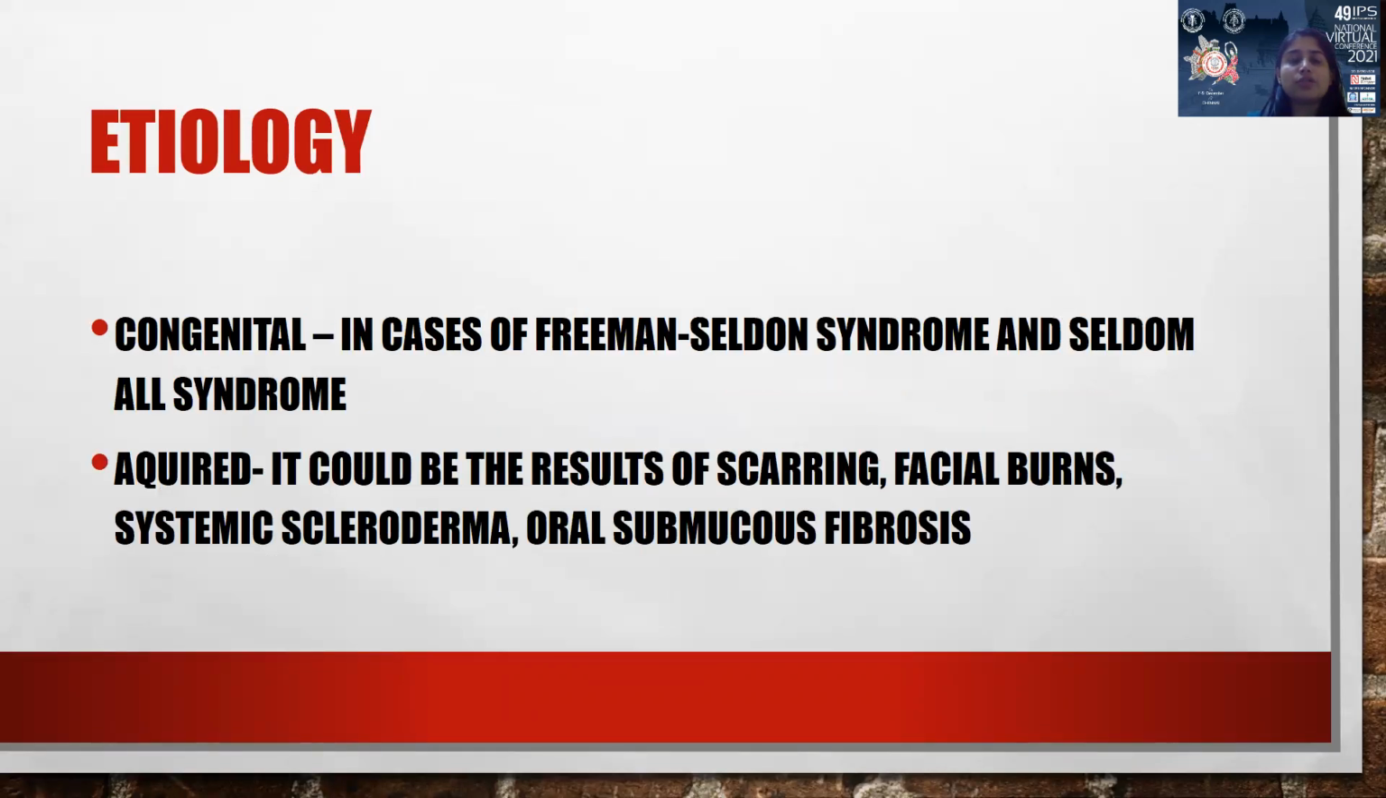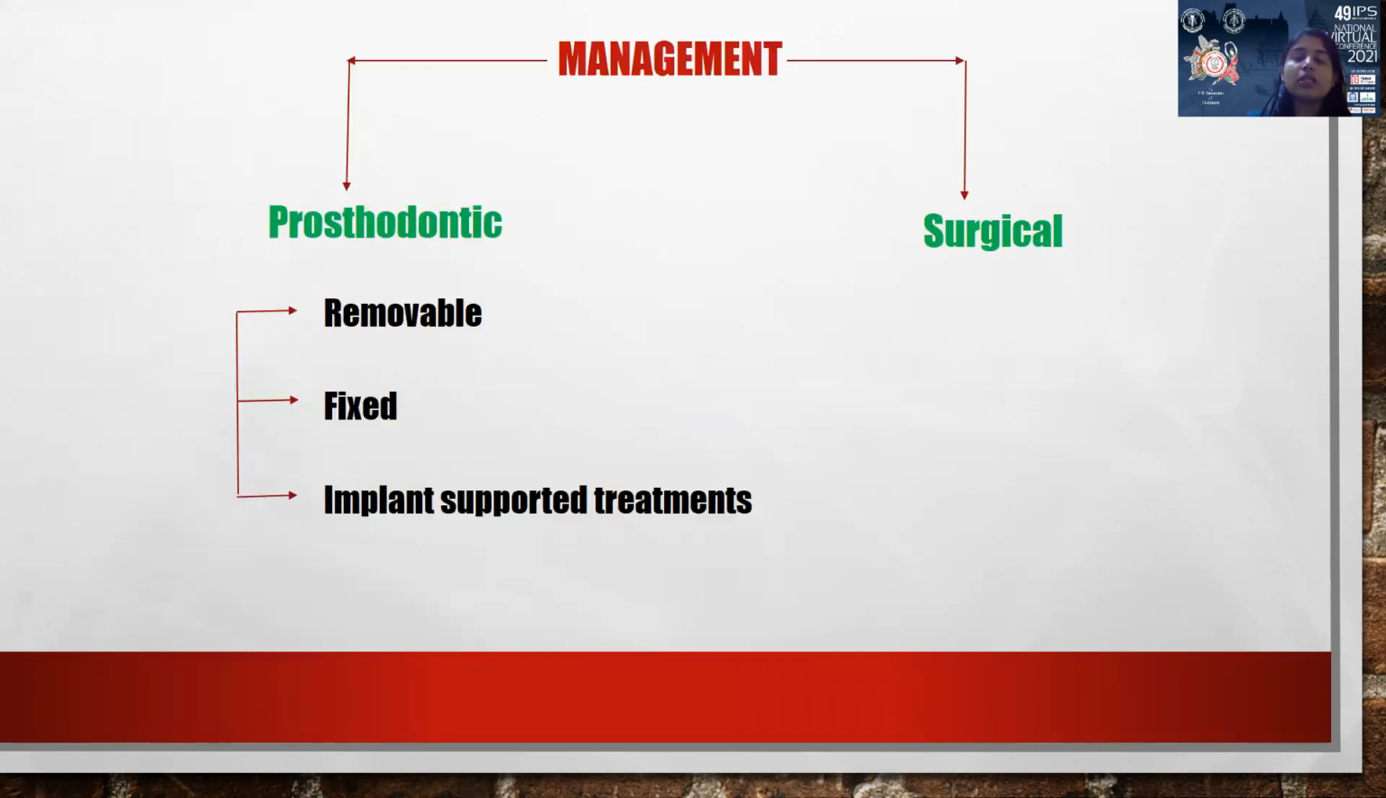So, under etiology, the examples of congenital could be in the cases of Freeman-Sheldon syndrome and Seldin-Hall syndrome. Acquired could be the results of scarring, facial burns, systemic scleroderma, oral submucous fibrosis. So management could be classified into prosthodontic and surgical methods. Under prosthodontic, we use various methods for removable prosthodontics, fixed prosthodontics, and in the cases of implant supported treatments.